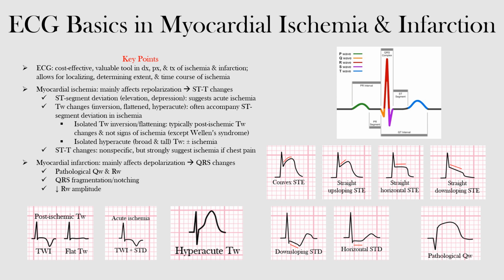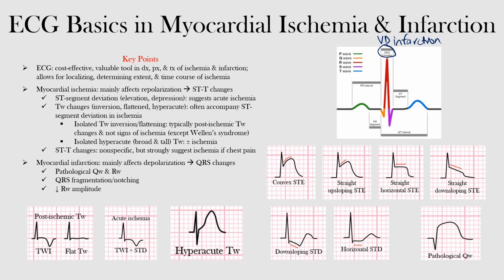Myocardial ischemia and infarction affect different areas on the EKG. Because myocardial ischemia mostly affects myocardial repolarization, we can see these changes in the ST segment and T wave, which are referred to as STT changes. And because myocardial infarction mostly affects myocardial depolarization, and since dead cells don't depolarize, we will see these changes in the QRS complex. Again, the main thing I want you to take away is that the QRS complex, which represents ventricular depolarization, is where we tend to see changes in infarction, because dead cells cannot depolarize.